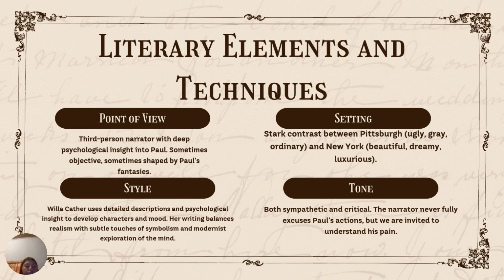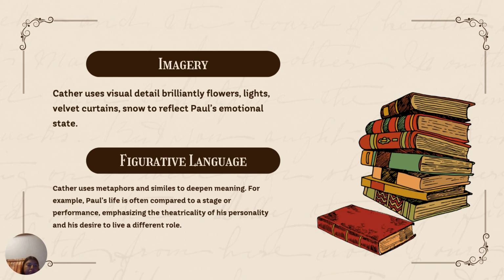Style. Willa Cather used detailed descriptions and psychological insight to develop characters and mood. Her writing balances realism with a subtle touch of symbolism and modernist exploration of the mind. Fourth, tone. The tone is often sympathetic but critical. Cather shows understanding for Paul's dreams and pain, but also critiques his lies and the society that isolates him.